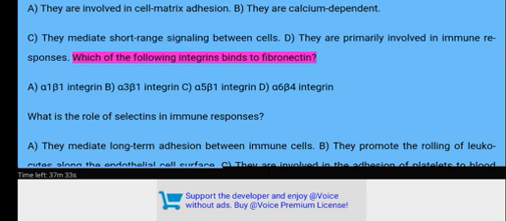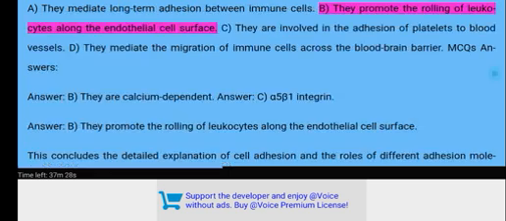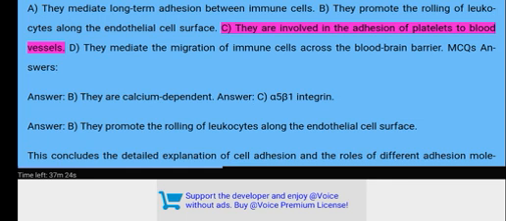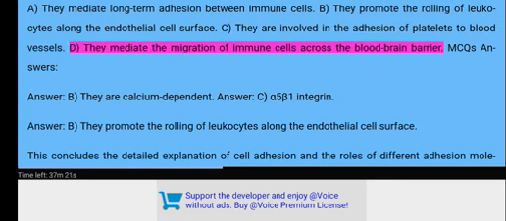Which of the following integrins binds to fibronectin? A. Alpha-1 beta-1 integrin. B. Alpha-3 beta-1 integrin. C. Alpha-5 beta-1 integrin. D. Alpha-6 beta-4 integrin. What is the role of selectins in immune responses? A. They mediate long-term adhesion between immune cells. B. They promote the rolling of leukocytes along the endothelial cell surface. C. They are involved in the adhesion of platelets to blood vessels. D. They mediate the migration of immune cells across the blood-brain barrier.